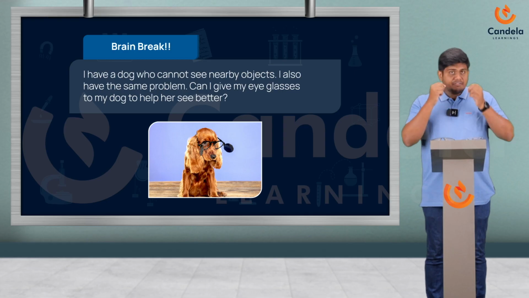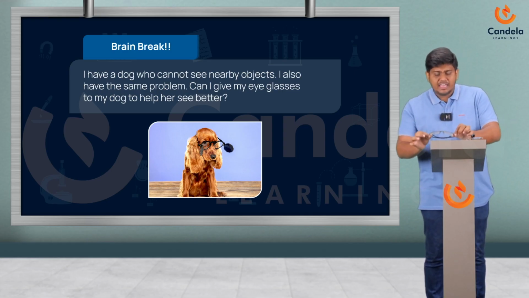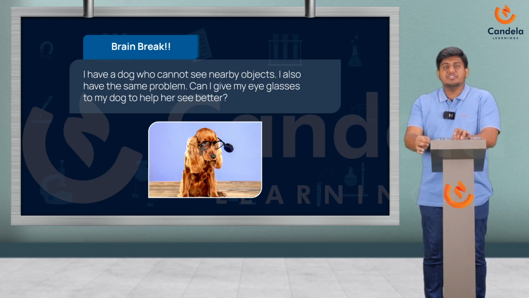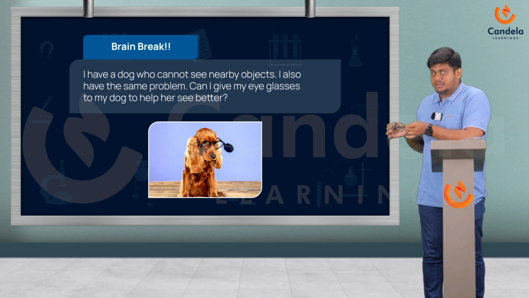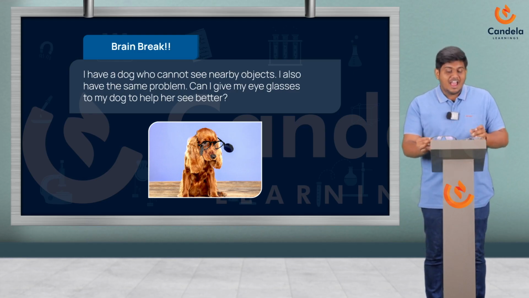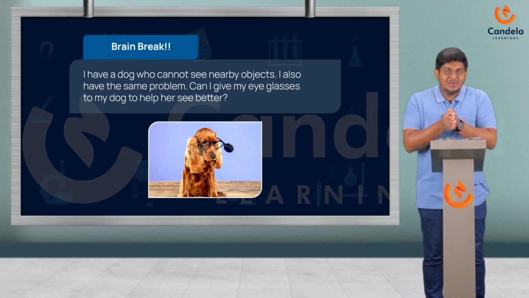Both of us are not able to see nearby objects. Now I have a lens that I use. So this is the lens that I use. Can I give my lens to my dog? By giving my lens to the dog, will it help my dog to see nearby objects? The answer for this question will be revealed by the end of this class. So stay tuned to get the answer.